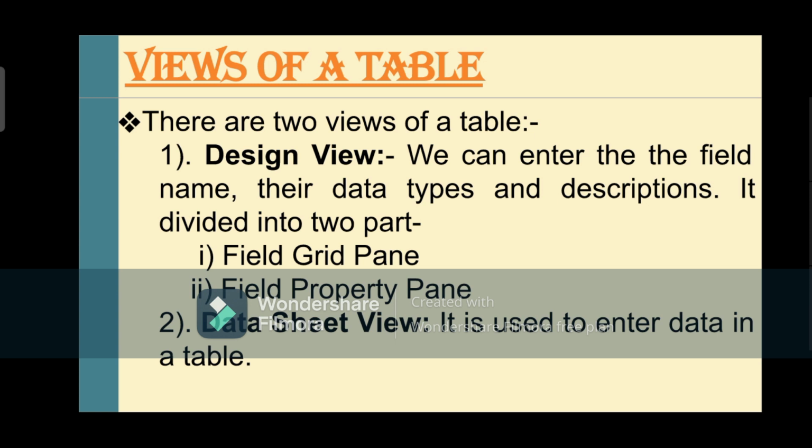Next topic will be views of a table. There are two views of a table. First one, design view, and second one, datasheet view. Design view is generally used to enter the field name, their data type and description, meaning it is used for designing purposes. It divides into two parts: first one, field grid pane, and second one, field property pane.